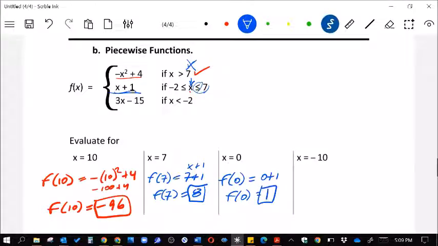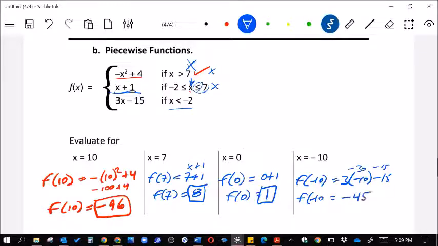Now negative 10. Negative 10 doesn't fit this one, and it doesn't fit this one, but it is true for this because it's less than negative 2. So the function of negative 10 is equal to 3 times negative 10 minus 15. That's negative 30 minus 15. It looks like it's negative 45.